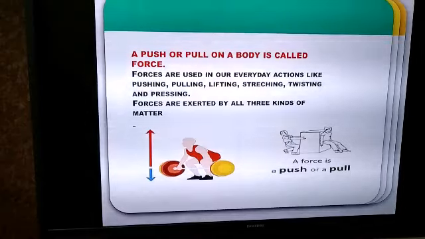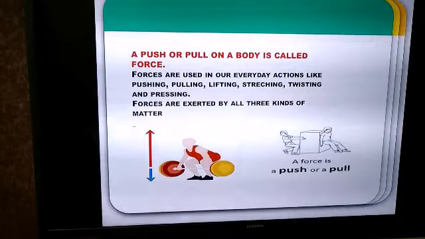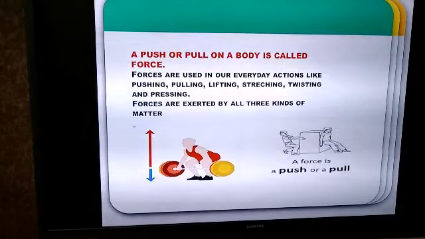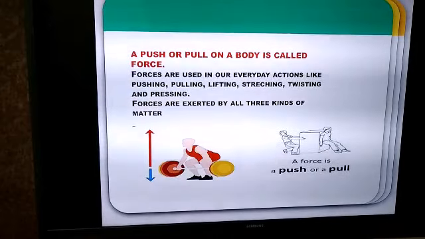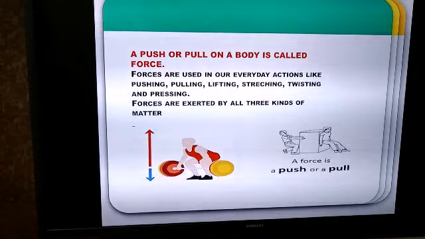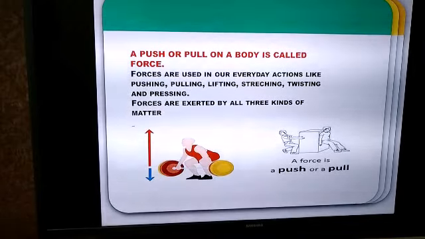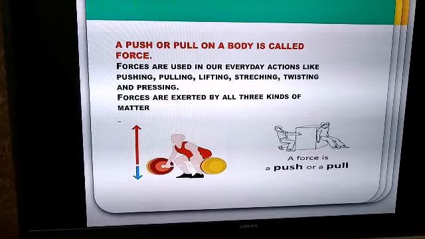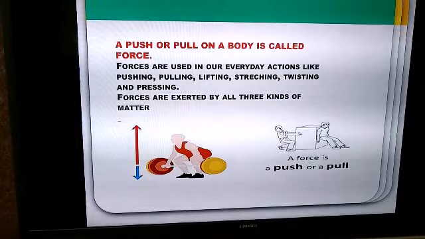If I have to stretch a rubber band, how can I do it? Once again, I will have to apply a pulling force on the rubber band. If I want to open the door, what should I do? I have to apply a pulling force. If I have to close the door, I have to apply a pushing force. If I want to move a cart in the forward direction, what will I do? I will apply a pushing force. So, what do we understand from all these examples? There is application of force.